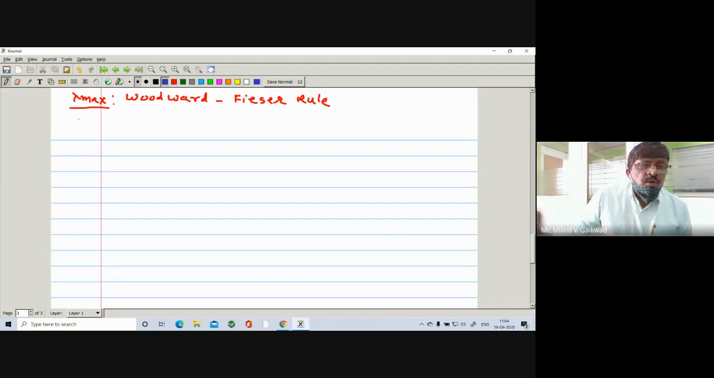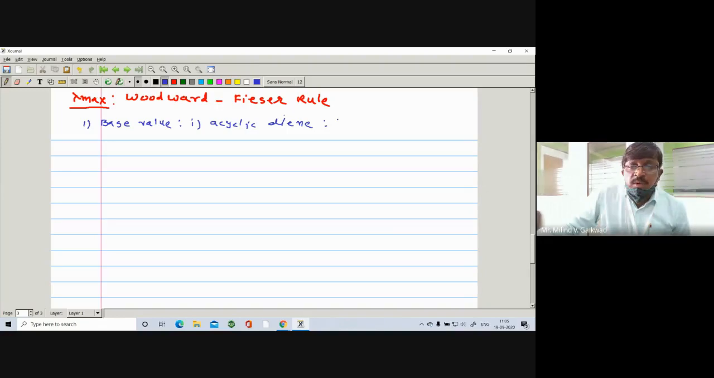Number one, you should know the base value, the basic structure or base value. In that, again number one, if it is a cyclic diene, right? We have just seen what is meant by a cyclic diene. You have to put the base value of 215 nanometers if the two pi bonds are present in a ring, so it is an example of a homoannular diene.